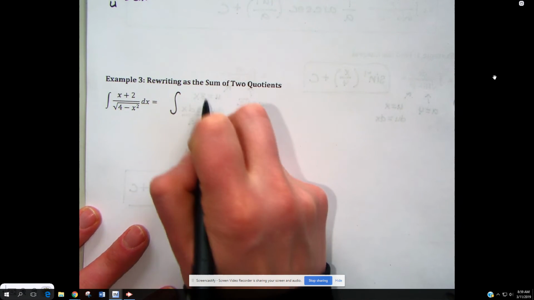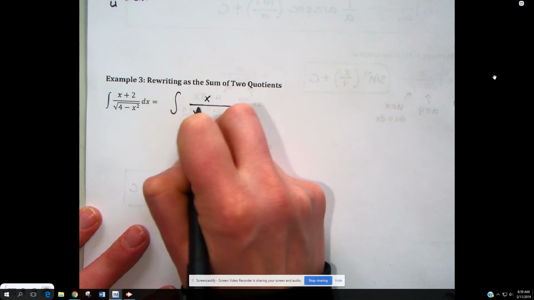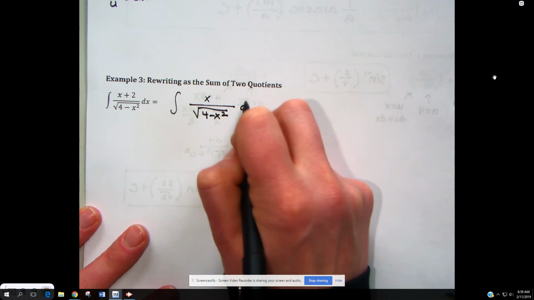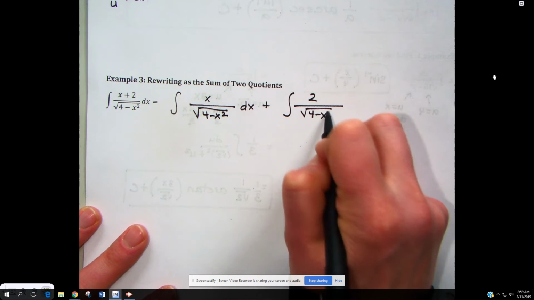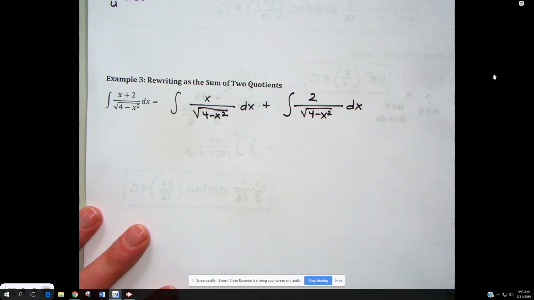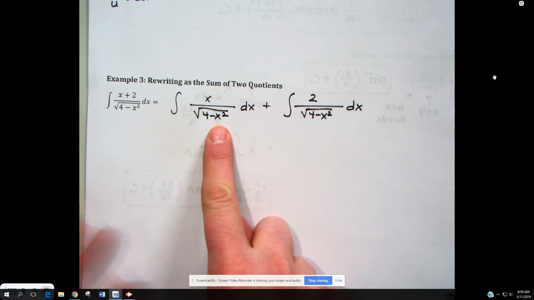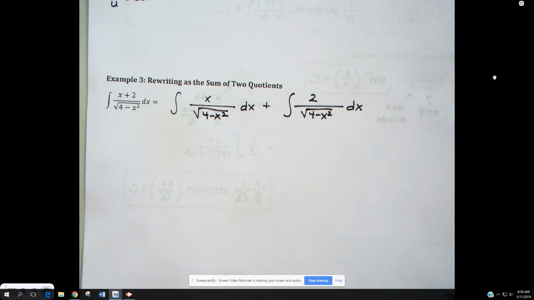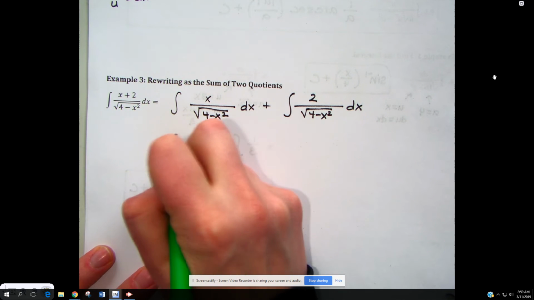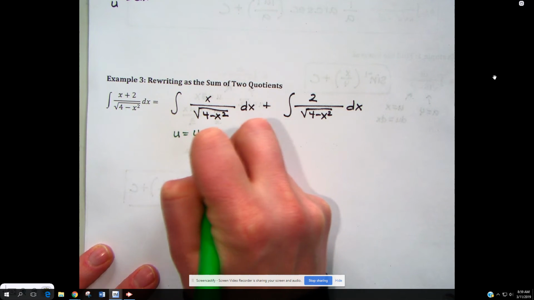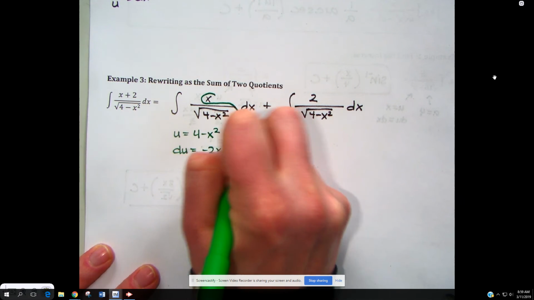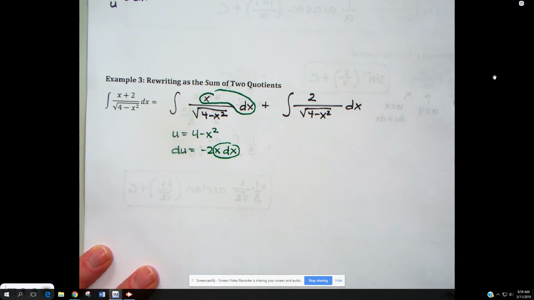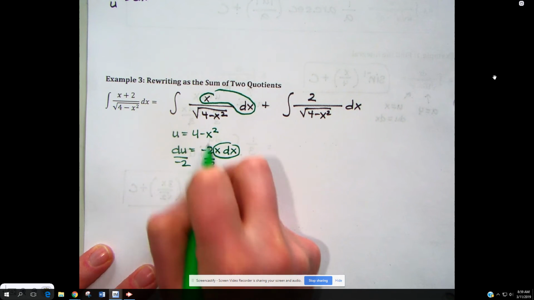You can split a numerator, so we'll call this one x over the square root of 4 minus x squared, and we'll add on our 2 over the square root of 4 minus x squared. I haven't actually changed the problem. I've just written it in a way that's going to be more convenient. And in reality, this first one doesn't even belong in this section. I'm not going to jump to inverse trig. I'm going to look at this and go, oh, well, u is 4 minus x squared. So du is minus 2x dx. I have an x dx. And so the only thing I need to do is divide out the negative 2.